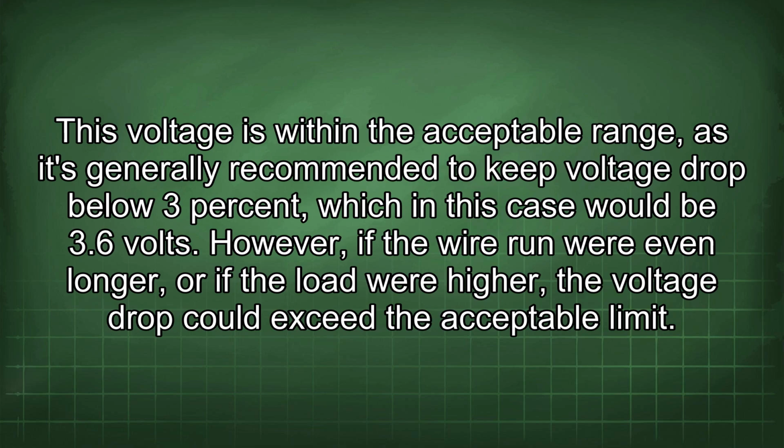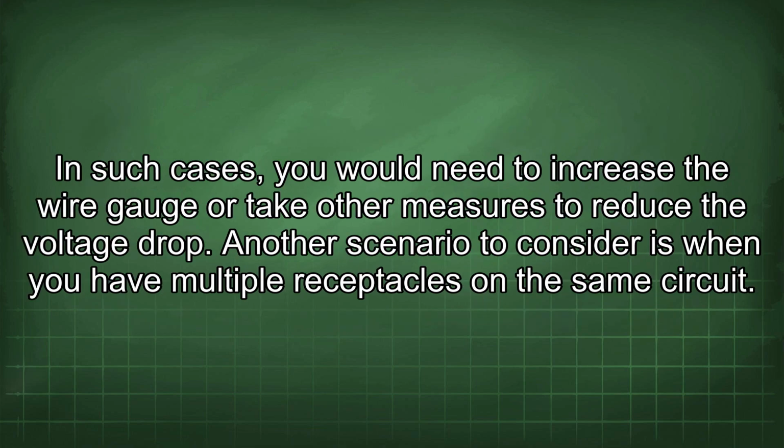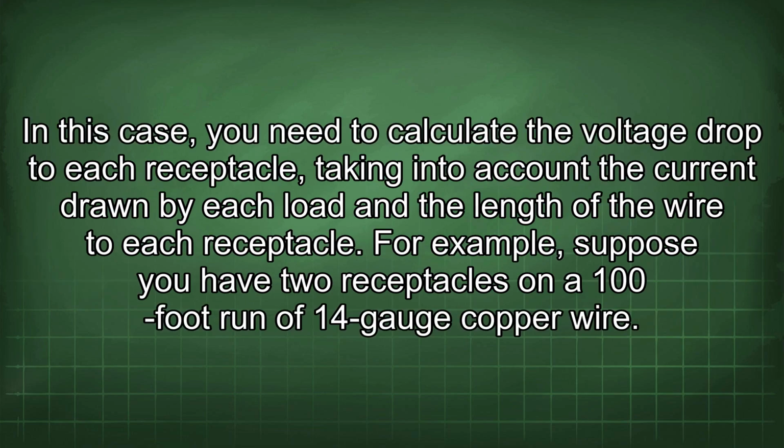However, if the wire run were even longer, or if the load were higher, the voltage drop could exceed the acceptable limit. In such cases, you would need to increase the wire gauge or take other measures to reduce the voltage drop. Another scenario to consider is when you have multiple receptacles on the same circuit. In this case, you need to calculate the voltage drop to each receptacle, taking into account the current drawn by each load and the length of the wire to each receptacle.